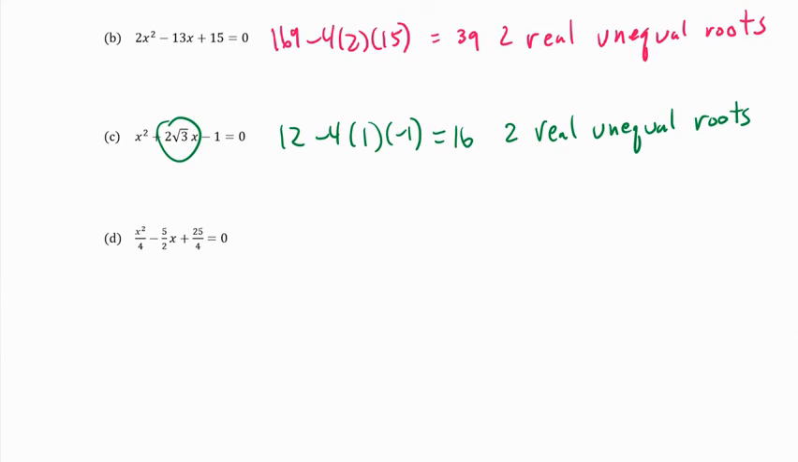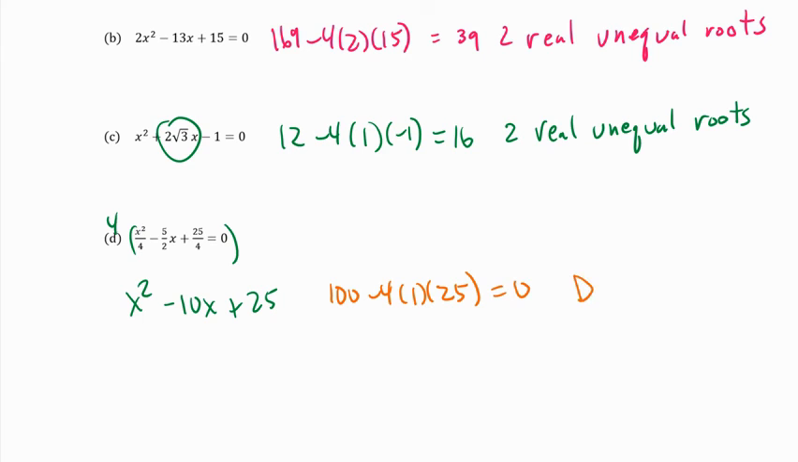For D, I'm going to clear the fractions, multiply everything by 4, and get x squared minus 10x plus 25. So my discriminant would be 100 minus 4 times 1 times 25. 100 minus 100 is 0, which means we're going to have a double root.